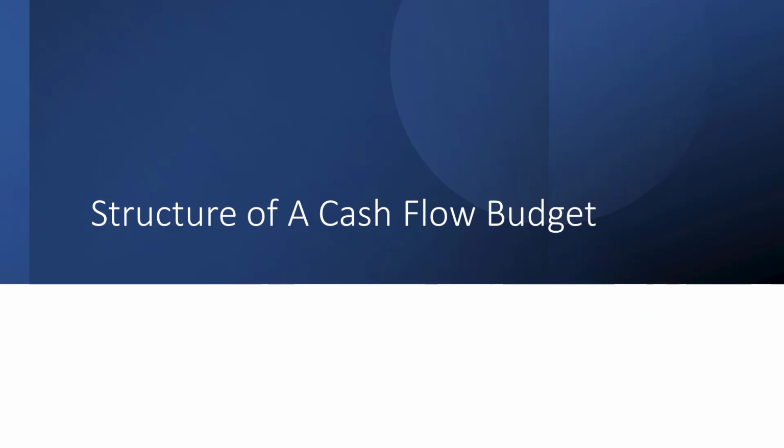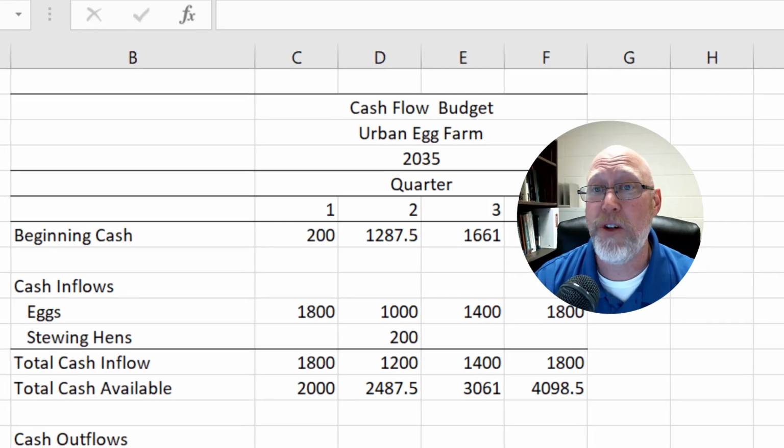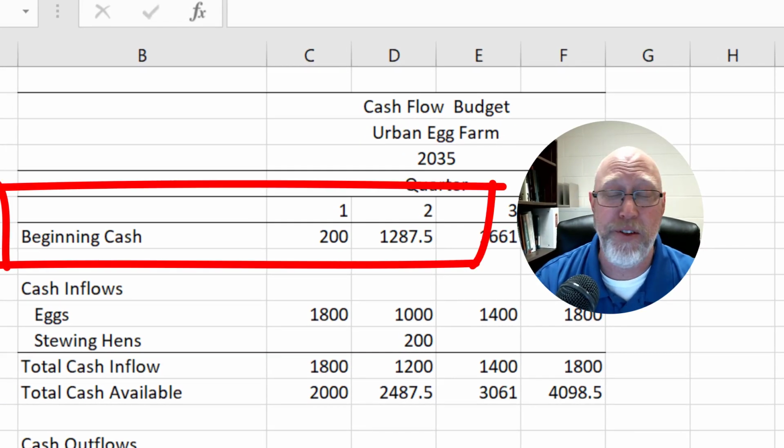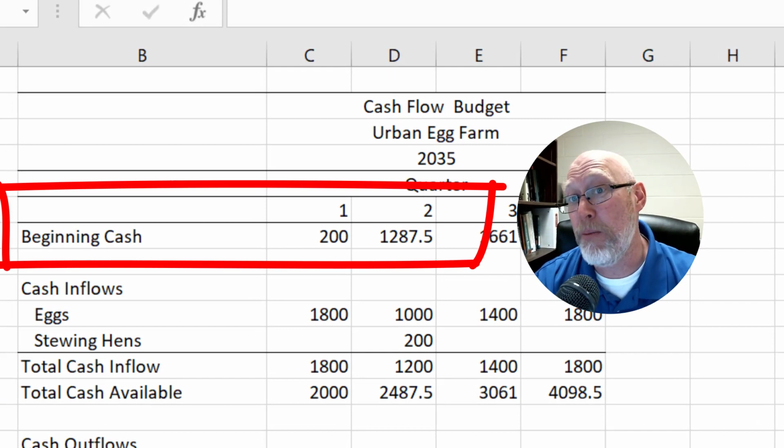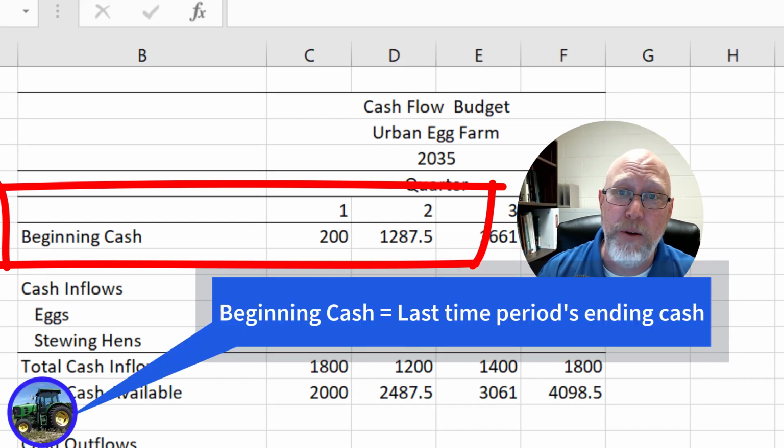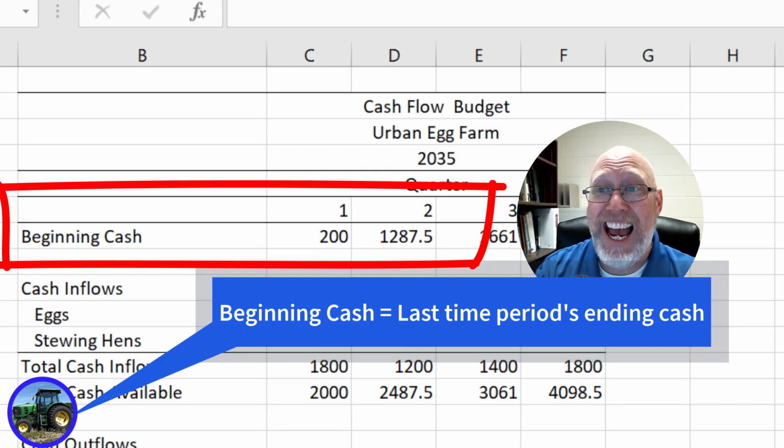Let's talk structure of a cash flow budget. First thing you need sources of cash, right? Where does your cash come from? And so the top of a cash flow budget is always going to show your beginning cash. This is the amount of money you have in your bank account or that you project to have in your bank account at the beginning of the time period, whether it's a quarter or a month.